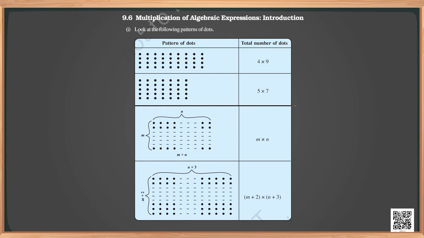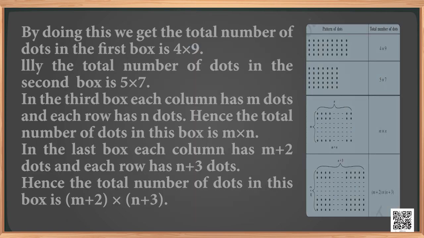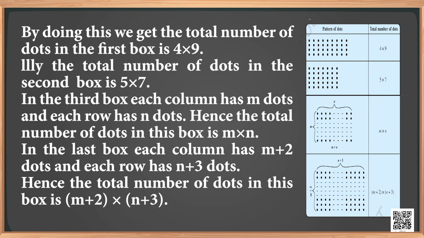Multiplication of algebraic expressions. Introduction. Let us observe some patterns. Please observe in the first box, to find the total number of dots, we have to multiply the number of dots in each column by the number of dots in each row. By doing this, we get the total number of dots in the first box is 4 into 9.